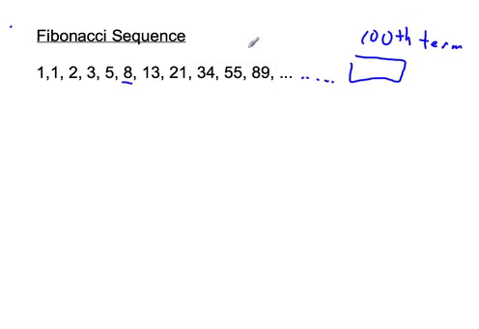If you wanted the 100th term, doing it this way, you'd have to add the previous two terms together 100 times in order to get the 100th term, and that would take a long time. So it would be a lot easier if we had a formula that you could just plug a number into and get the 100th term. So that's what we're going to do today. We're going to find a non-recursive formula for the Fibonacci sequence.